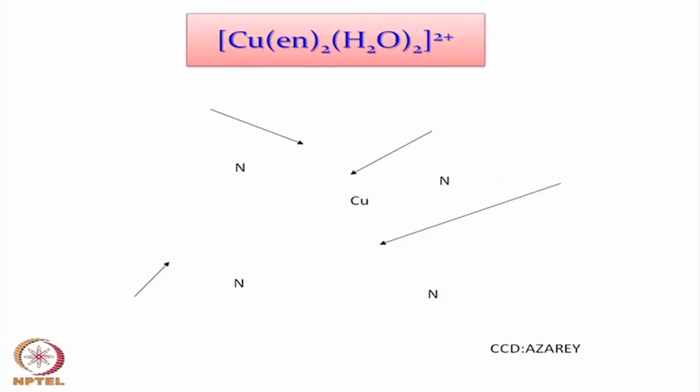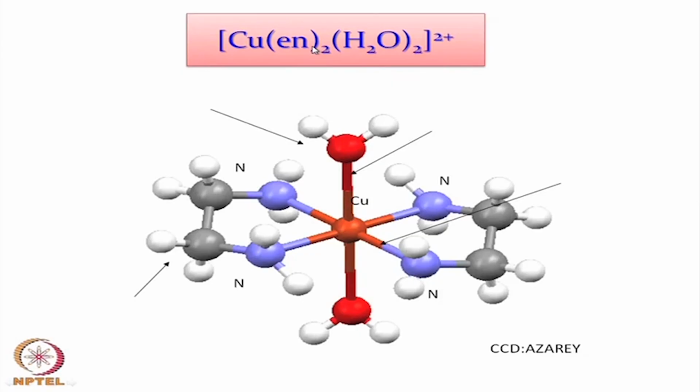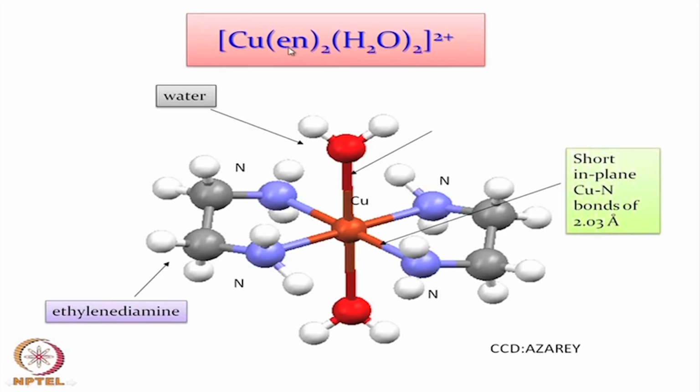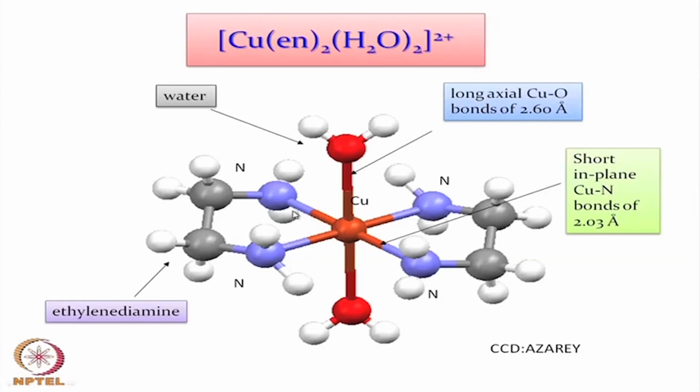So, what happens if we go for the bidentate ligand? When we have the bidentate ligand like this, that means we have the corresponding bis ethylene diamine copper diaqua molecule, where the two corresponding water molecules are in the elongated direction. So, long axial copper oxygen bonds, what we have seen in the case of the hexa-aqua molecule also.